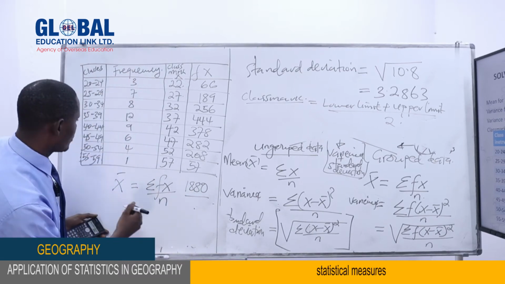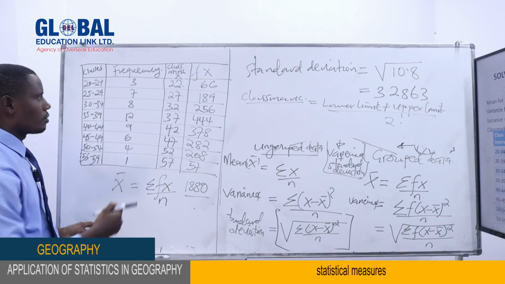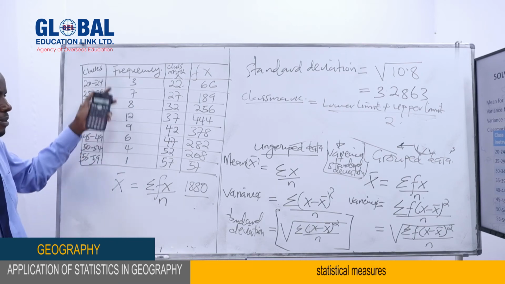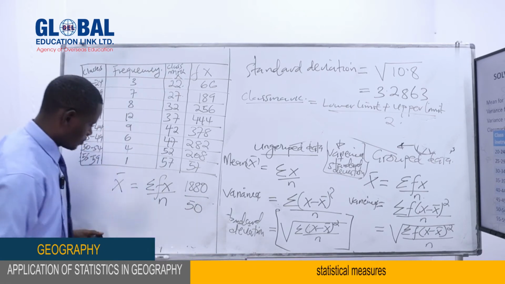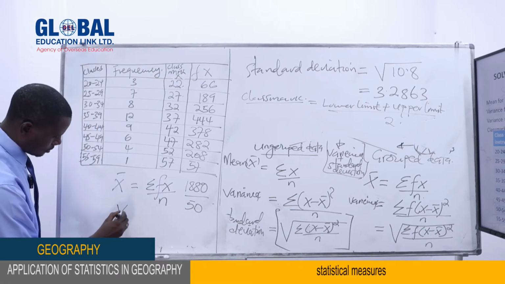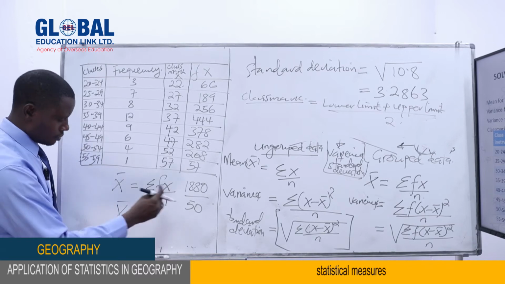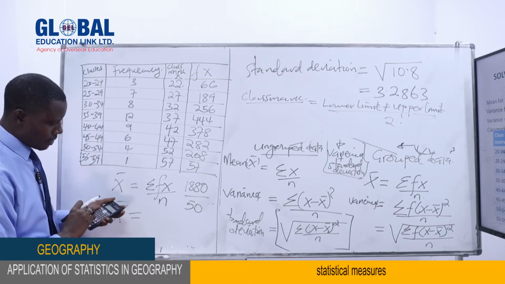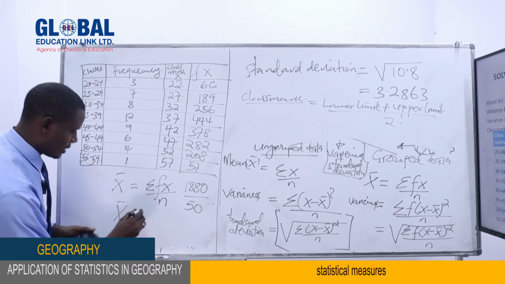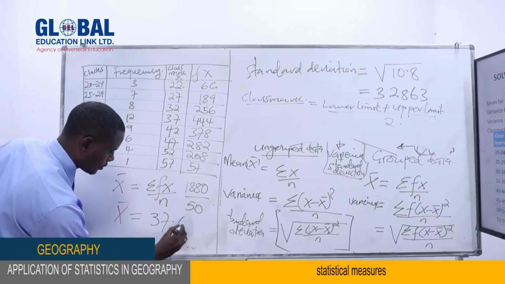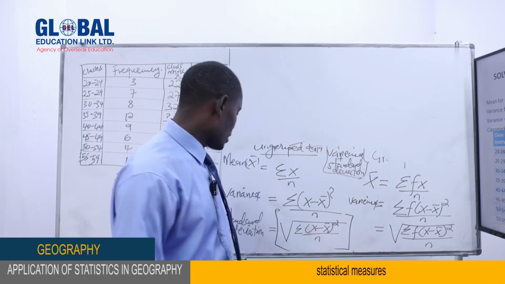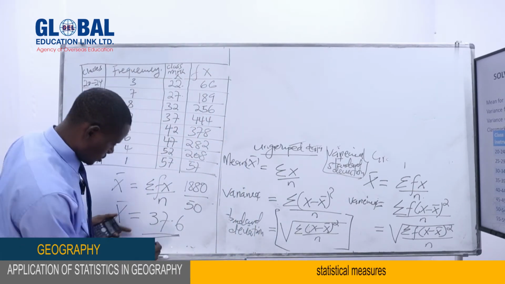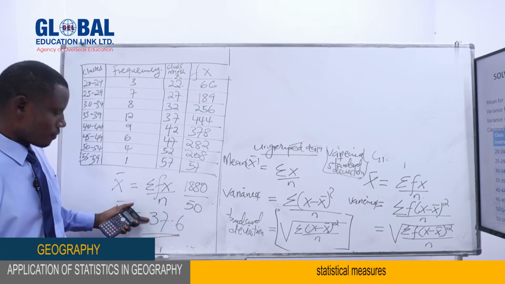And the n for our case is the summation of that particular what? Summation of the frequency. And if you sum up the frequency, you come up with 50. So the mean for our case will be equal to 1880 divided by 50, and then we get 37.6. So 37.6, this is our mean. So already we have the mean for the grouped data, which we have obtained there for question number 2.